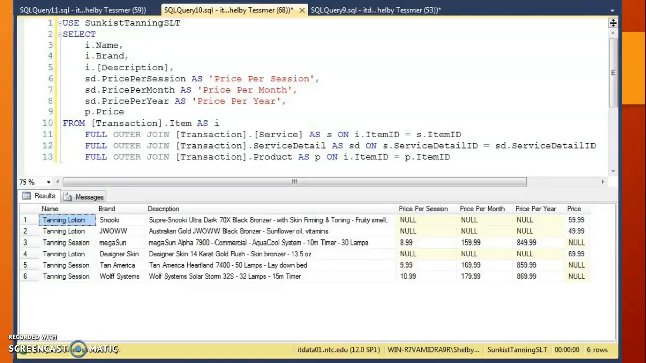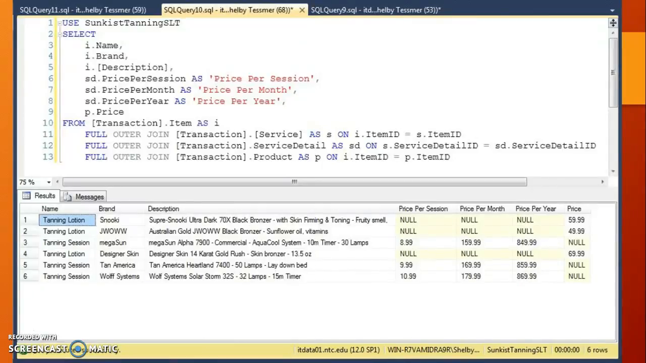To note also, of course, there are going to be nulls in the price per session, month, and year for each of the products, because you're not going to have a price per session, month, and year for a lotion or any type of product that the business is going to have, because that wouldn't make any sense. And then you're also not going to have that overall price in your tanning beds, just the prices of that tanning bed per session, month, and year.